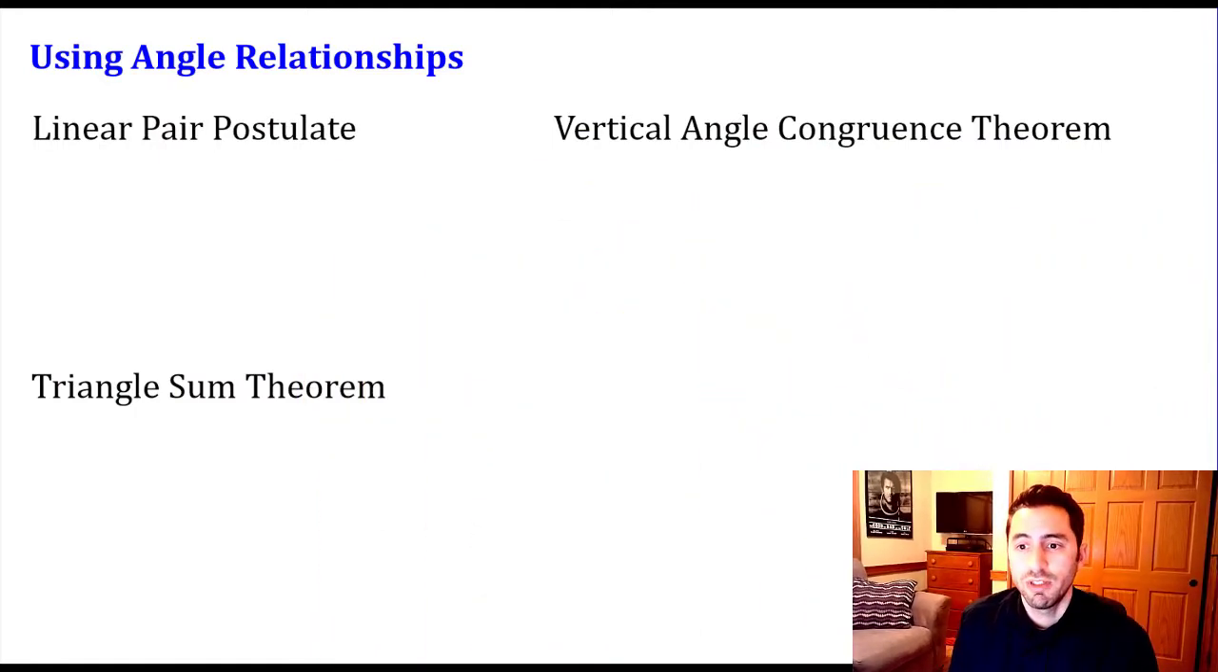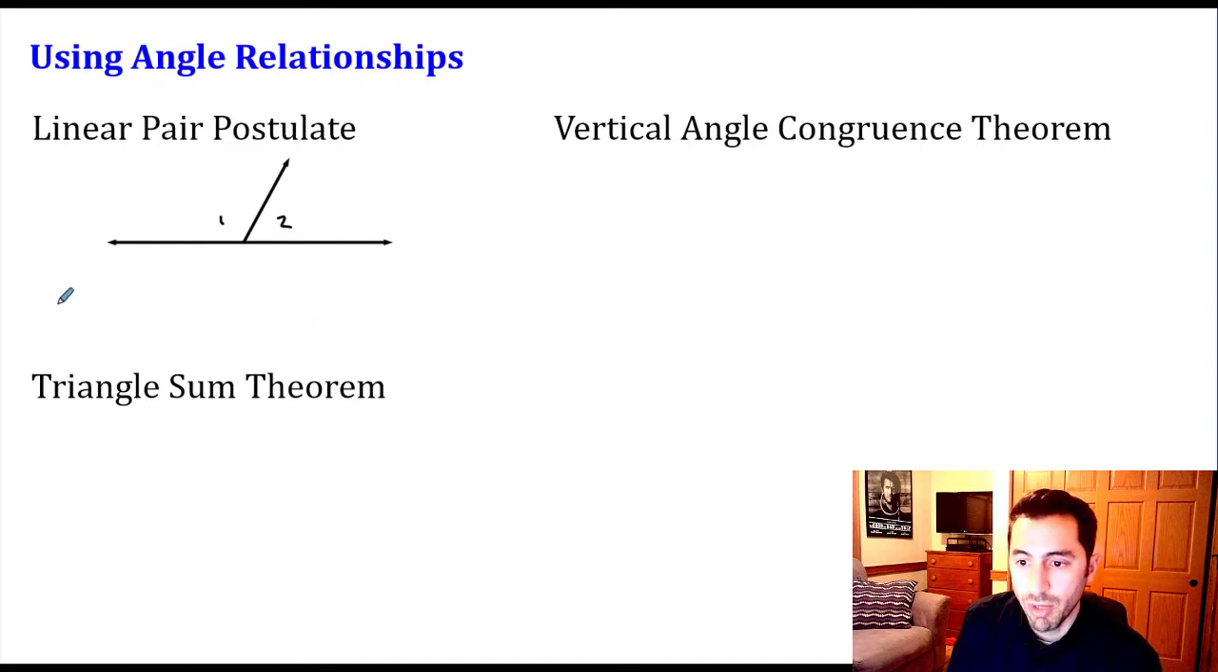So starting off with the linear pair postulate. This postulate says that if two angles form a linear pair, then they are supplements. So let's put a diagram with this so we can make sense. Remember, the definition of a linear pair is two adjacent angles that form a straight line. For example, here angle 1 and angle 2 are forming that straight line, so they form a linear pair.